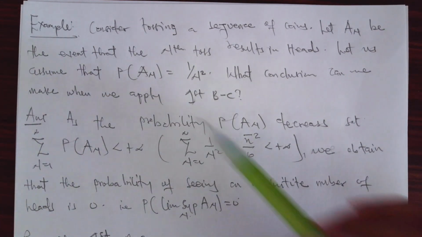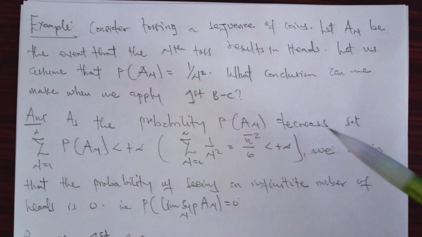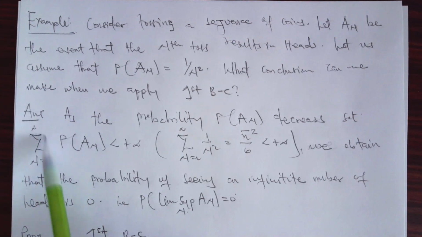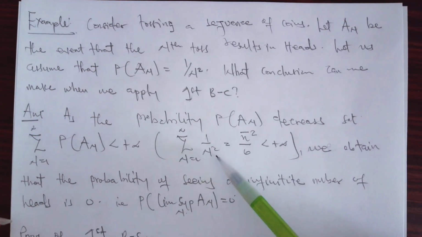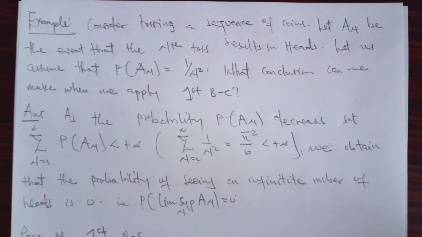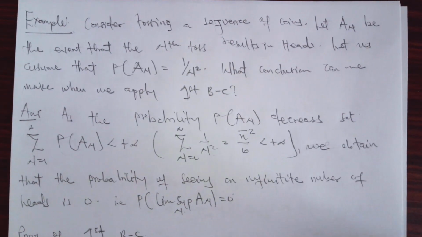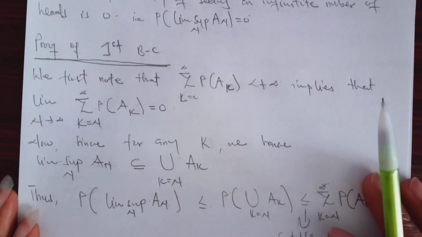Since we have the probability of An equal to 1 over n squared, if we sum over these probabilities, we should get a finite number. So the sum from n from 1 to infinity of the probabilities of An is finite. Remember that this is equal to 1 over n squared, so we place it here. When you sum over 1 over n squared, it is equal to pi squared over 6, which is a finite number. Then we obtain that the probability of seeing an infinite number of heads is 0. That is, the probability of the lim sup of An is 0. We are done. Okay, so now the proof of the first Borel Cantelli lemma.